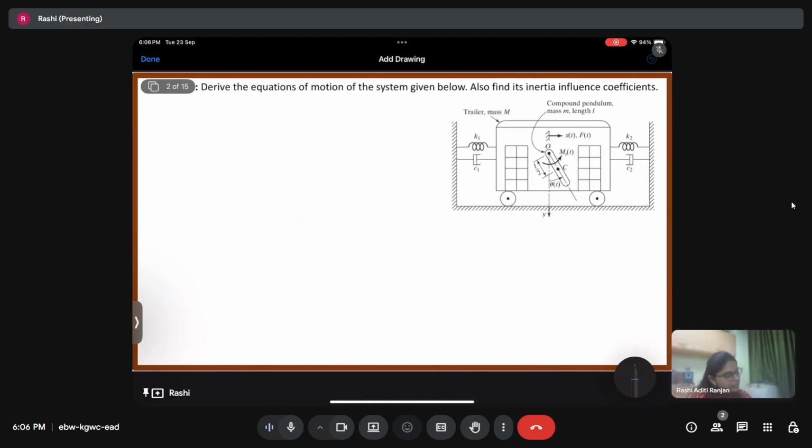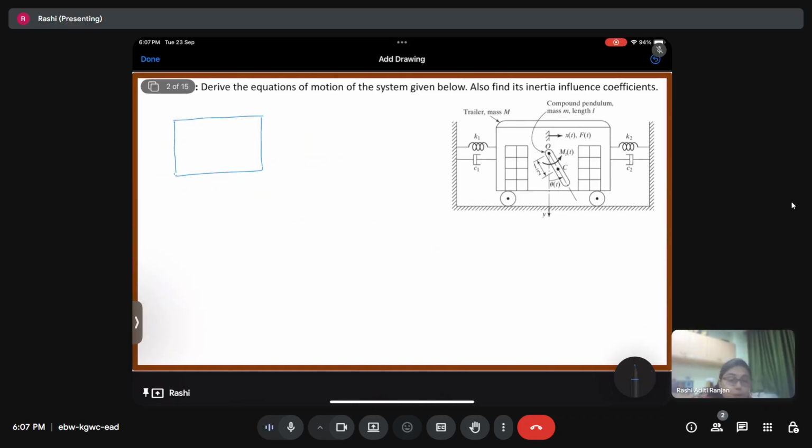So for this system, as you can see, we have a 2 degree of freedom system. We have a trailer which has a mass capital M, and then we have a compound pendulum which is tied on the trailer and is free to oscillate. So we have a trailer first, something like this. I'll model it like a box, and it is on wheels, and the surface is frictionless. There's nothing said about friction, so definitely we'll consider the surface as frictionless.